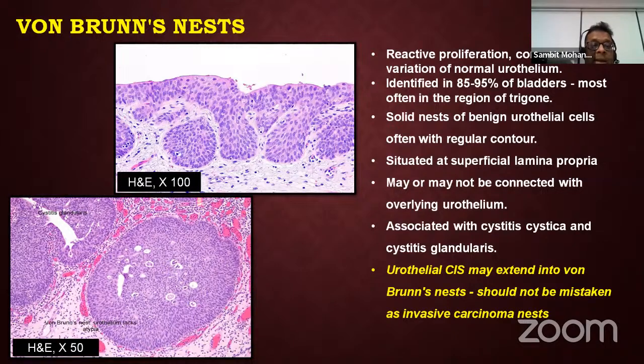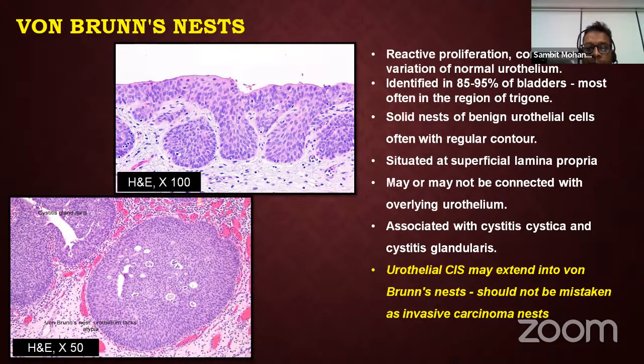Just remember one thing. Von Brunn's nest hyperplasia is a very strong mimic of the nested variant of urothelial carcinoma. The nested variant is infiltrative in architecture, but does not show cytologic atypia. Whereas in von Brunn's nests, if you see the periphery, the cells are more elongated, and in the center they are more cuboidal or polyhedral. So maturation is normally present in von Brunn's nests, whereas it is absent in the deceptively bland-looking nested subtype of urothelial carcinoma. I should not use the word variant, it is obsolete now, nested subtype of urothelial carcinoma. We only use variant if it is molecularly characterized.